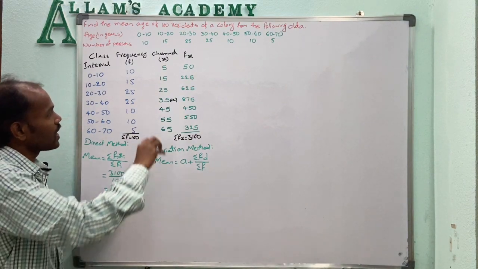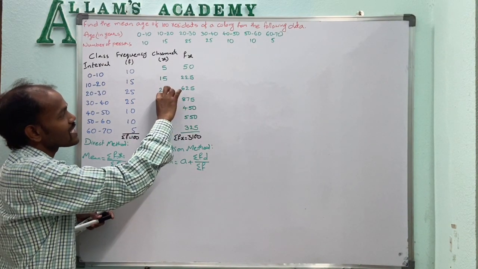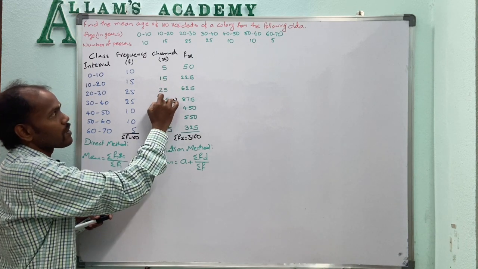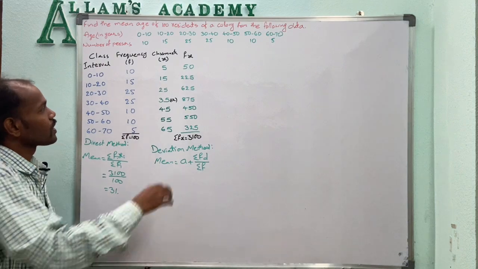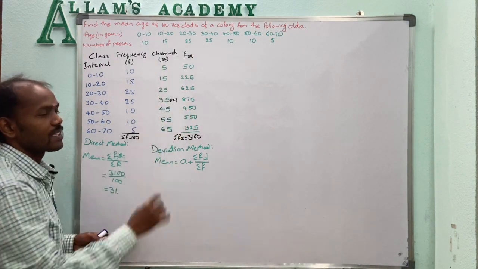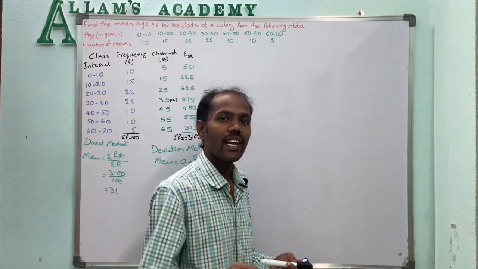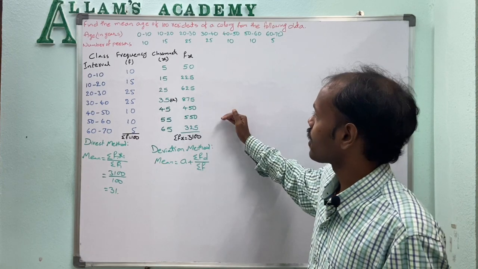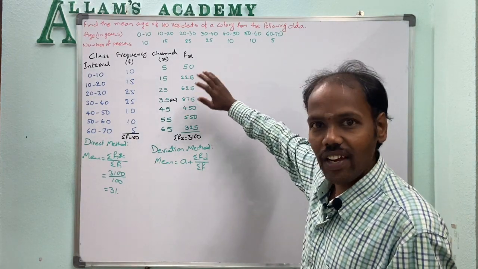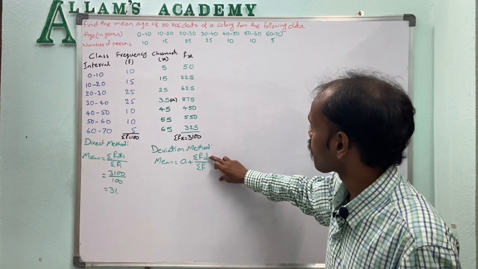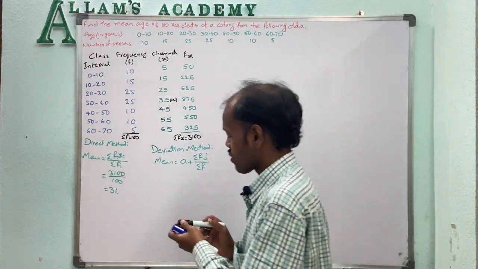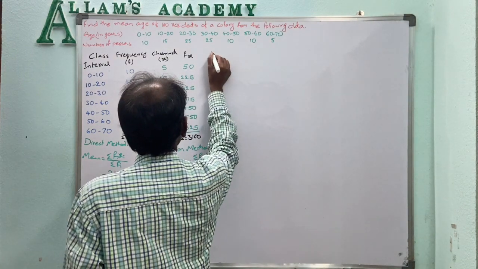So here, this 35 we observe is the center value, so for that purpose we take it. Up and down are the same: here 3 numbers, there 3 numbers. So for finding the deviations we get negative and positive values equally. For that purpose I am taking this 35. Now here we have to find the d value.